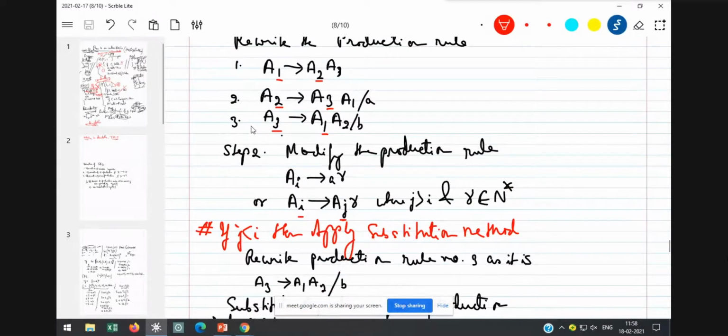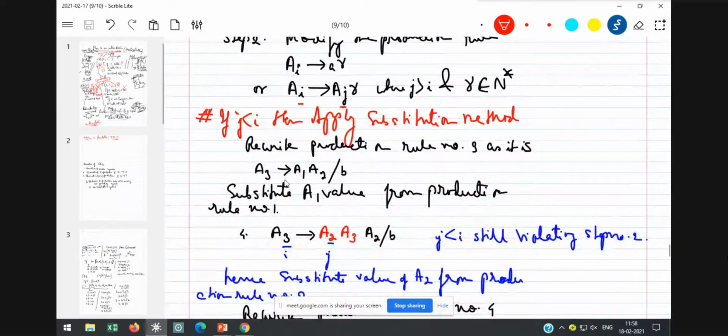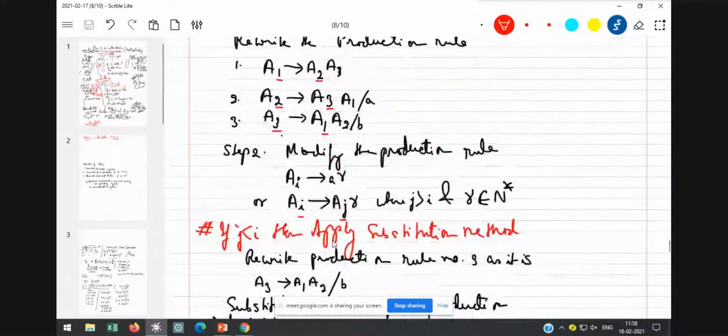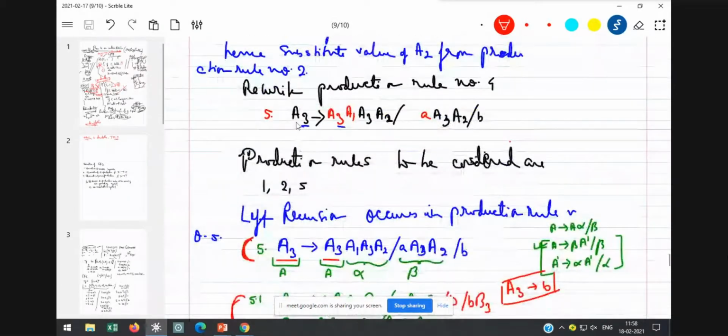The production rules are 1, 2, 3. Then in step number 2, all these production rules have to follow the format where the J value should be greater than I. If that is not happening, you have to solve it by applying the substitution method. When I checked, production rule number 3 was not following this format, so by applying substitution, I solved that problem, and production rule number 5 was generated. After solving that step 2 violation, again we came across left recursion.